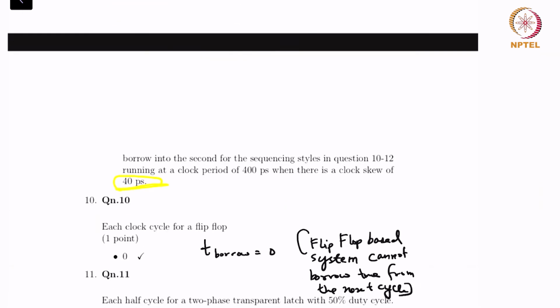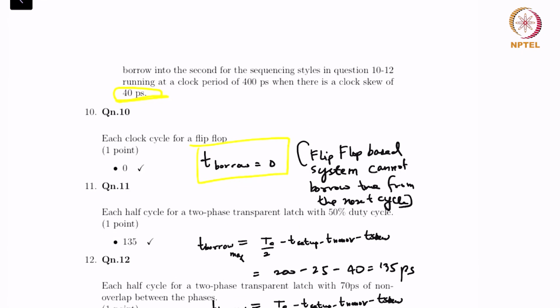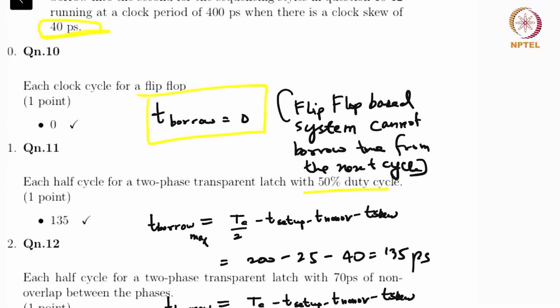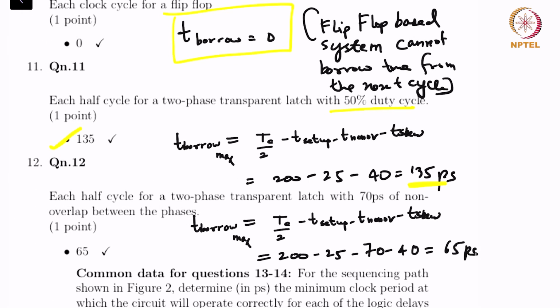Suppose one cycle of logic is particularly critical and the next is nearly empty. Determine the maximum amount when there is a T clock skew of 40 picoseconds. So in the previous case, we did not consider clock skew. Again, in a flip-flop based system, the T borrow is 0, since it cannot borrow any time from the next cycle. Again, for a two-phase transparent latch with 50% duty cycle, we have TC by 2 minus T setup minus T non-overlap minus T skew, and hence the answer is 135 picoseconds. Again, if we have 70 picoseconds of T non-overlap, the answer is 65 picoseconds.